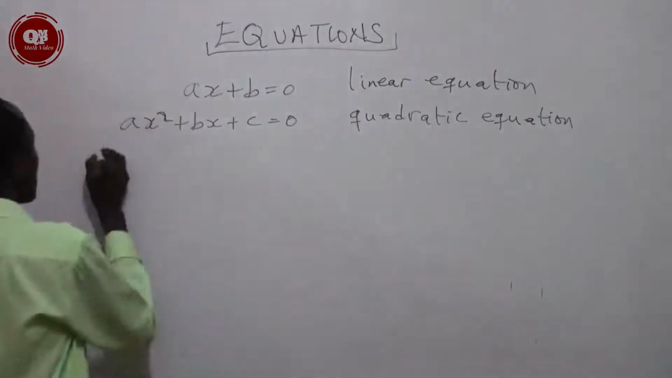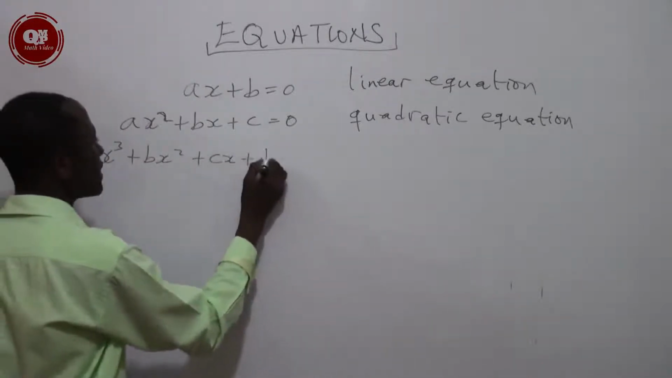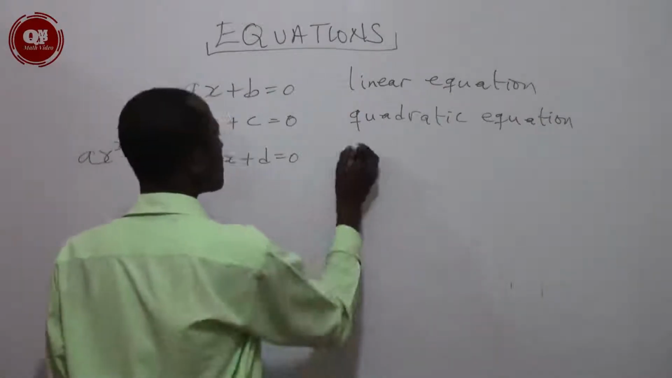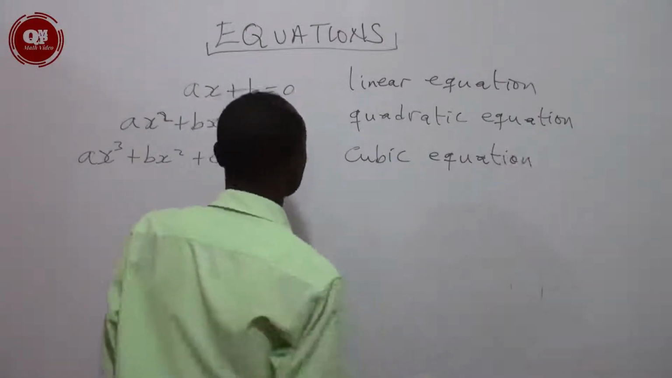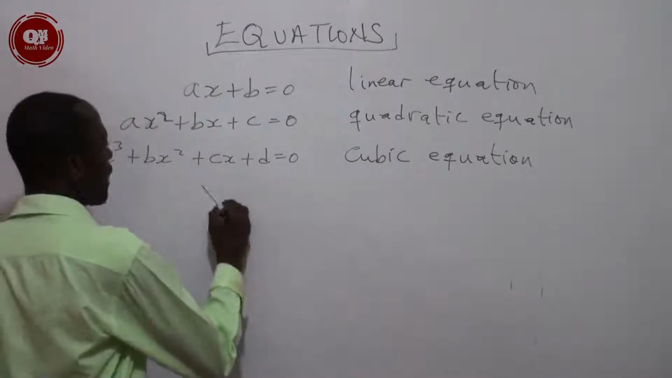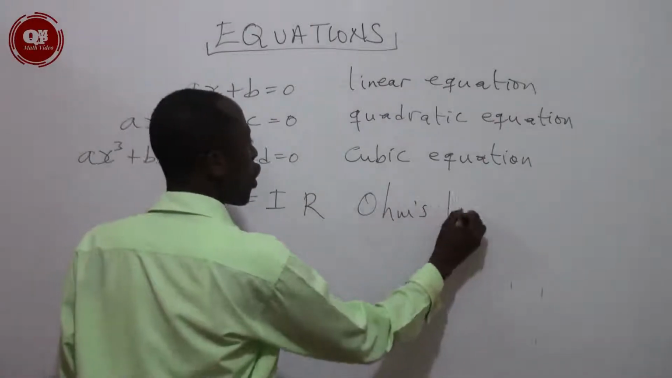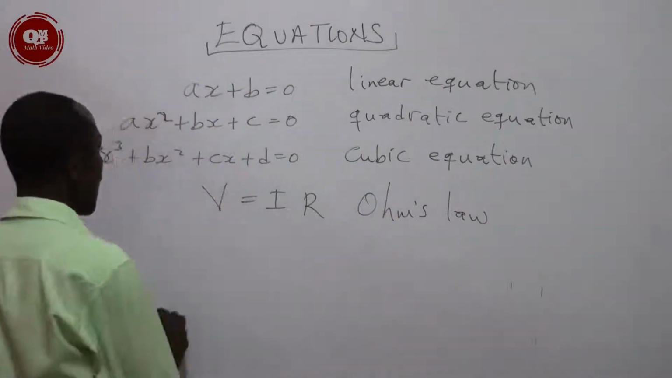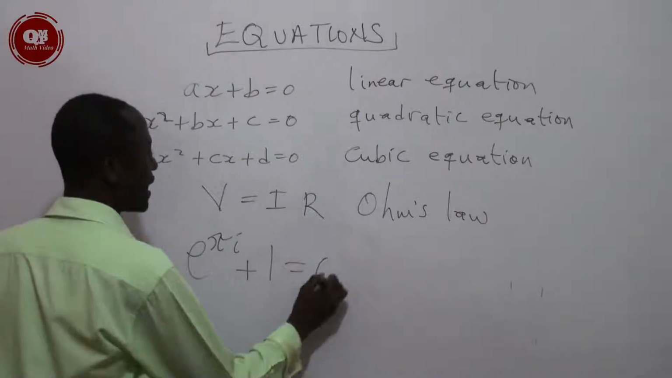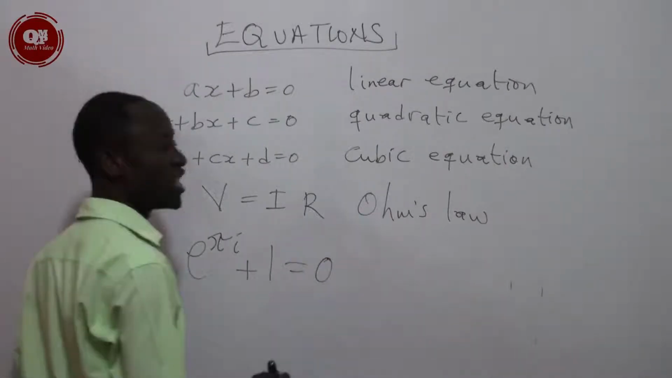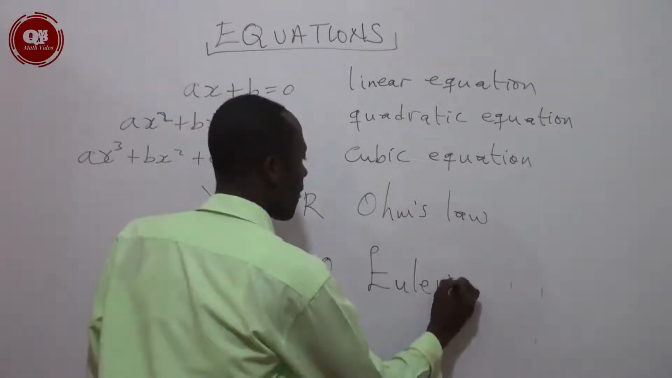Okay, and then we also have ax³ + bx² + cx + d = 0. This equation is also called a cubic equation. Yeah, we also have this equation V = IR, and it is known as Ohm's law. Yeah, we also have e^(πi) + 1 = 0, and we call this equation Euler's identity.